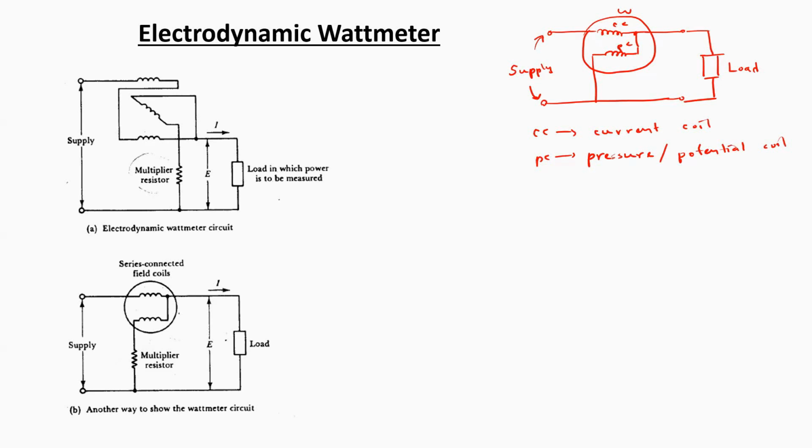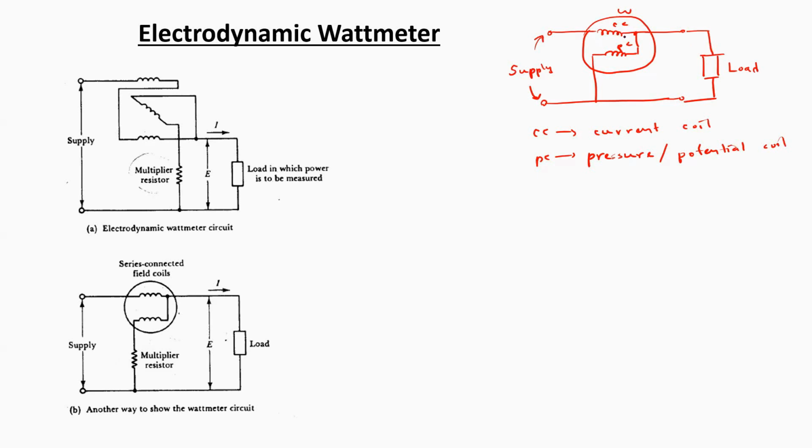The current coil carries the current that is supposed to be flowing through the load, and the pressure coil, as it is in parallel with the load, has the same voltage across it as the voltage across the load.